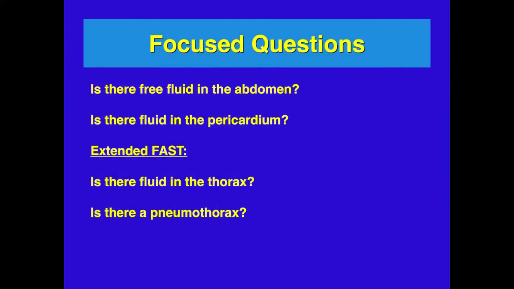Just like any other point-of-care bedside ultrasound, we have to have our focused questions. The first questions we have: is there free fluid in the abdomen? Is there free fluid in the pericardium? And the extended FAST adds: is there fluid in the thorax? And is there a pneumothorax?